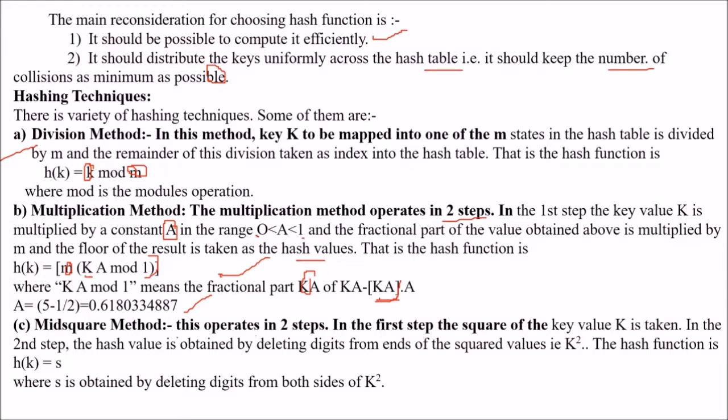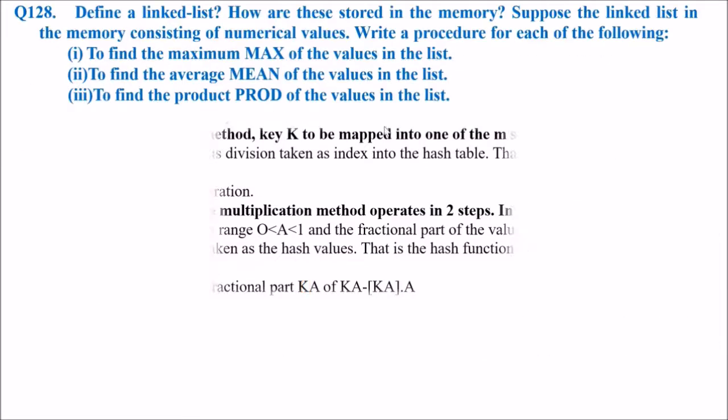We also have the mid square method. This operates in two steps. In the first step, the square of the key value k is taken. In the second step, the hash value is obtained by deleting digits from the ends of the squared value k squared. So the hash function is something like this, where s is obtained by deleting digits from both sides of k squared. So you square it, discard these digits, and take only this part.